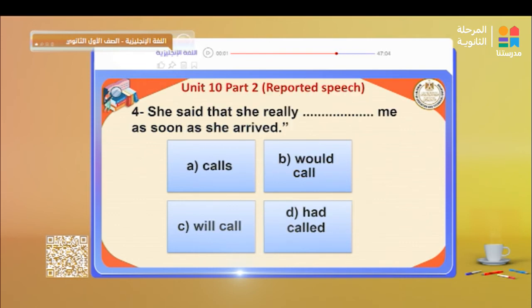Question number 4. She said that she really me as soon as she arrived. Of course, here the verb is in the past, she said. So we are going to use the past. The original sentence, I will call you as soon as I arrive. So here, when it is into the past, she said that she would call me as soon as she arrived.